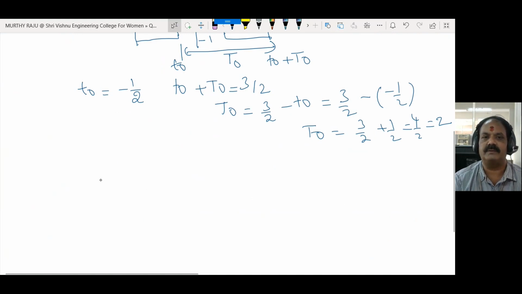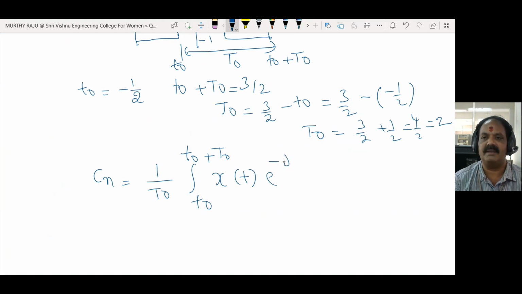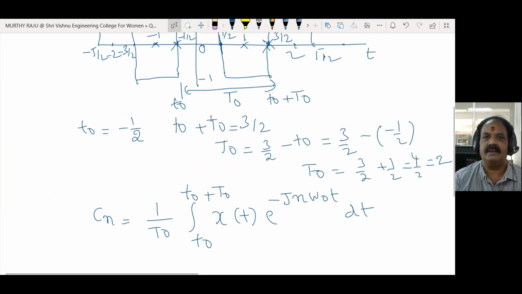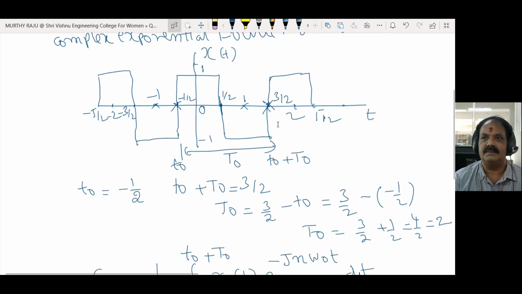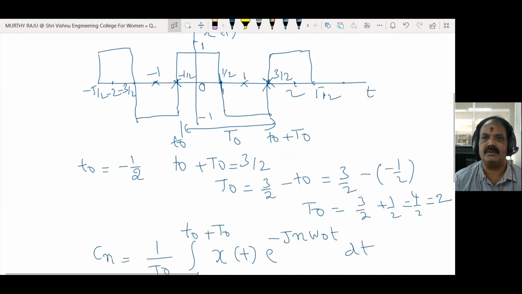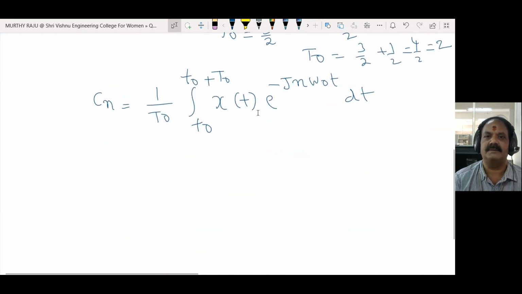According to the exponential Fourier series coefficient formula, Cn is equal to 1 by T0 times the integral from small t0 to small t0 plus capital T0 of x of t e power minus j n omega naught t dt. If small t0 is -1/2, small t0 plus capital T0 is 3/2. Split into two intervals, -1/2 to 1/2 and 1/2 to 3/2.